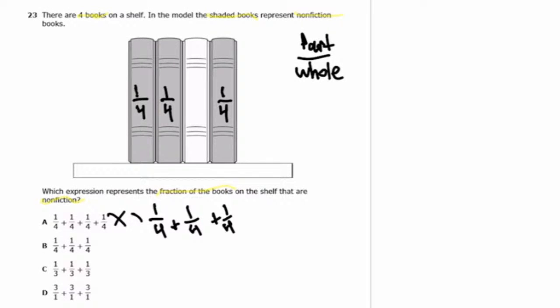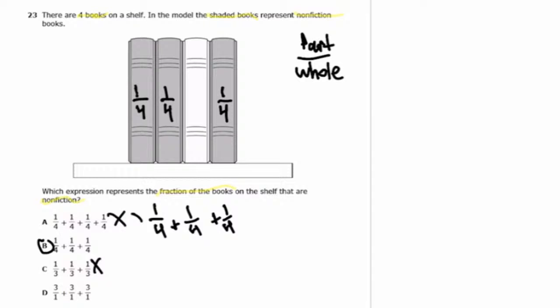B says 1/4 plus 1/4 plus 1/4. This one is correct. That's what we got, so we can circle that choice for now. C says 1/3 plus 1/3 plus 1/3. This is incorrect because it's saying that the whole is 3, but we know that there are 4 books, so that has to be incorrect.